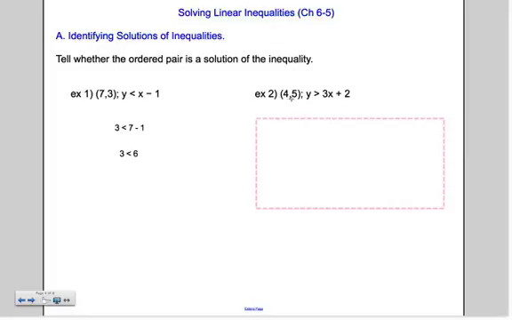Yeah? Excellent. So we want to see if this is a true statement. Is (4, 5) a solution? Does that make this inequality true? Pause the video now and try it yourself. Pause. I said pause. Good.